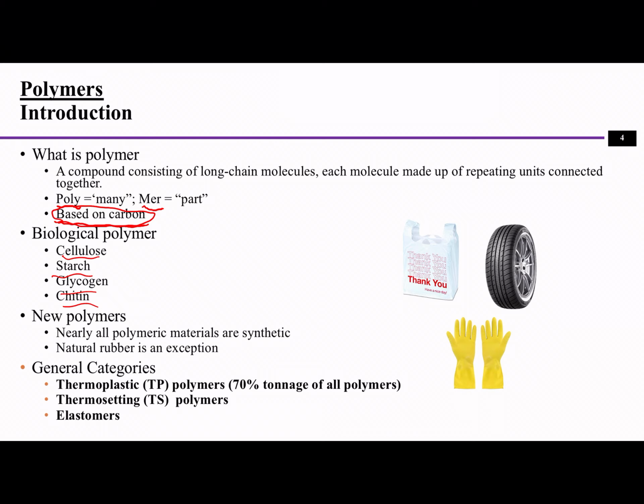Something we need to note is that the general categories of polymers are thermoplastics, thermosets, and also elastomers. Thermoplastics make up about 70% of all polymers we see in our lives. And we'll discuss each of the categories in the next few slides.